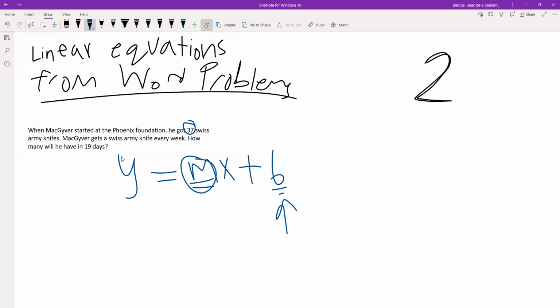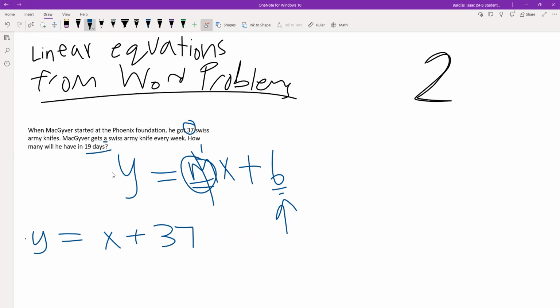and that's what it is in this case. So it said he gets a Swiss Army knife every week. It didn't say 2, so this is actually just going to be 1, so we don't even have anything. It'll just be x. So really our equation is x plus 37. So just note that it can be a little bit more complicated than this.